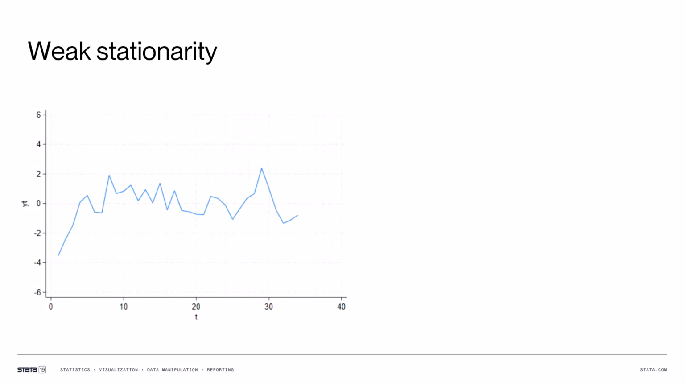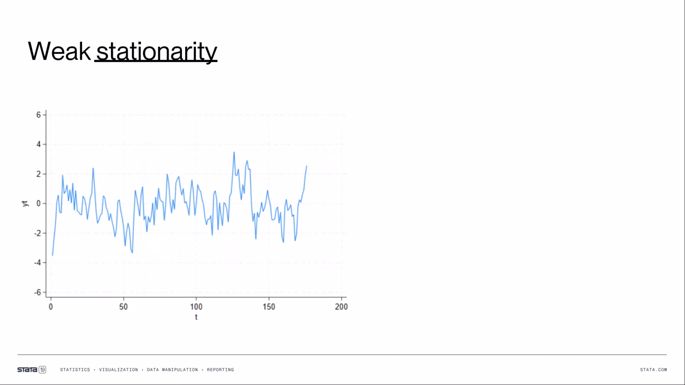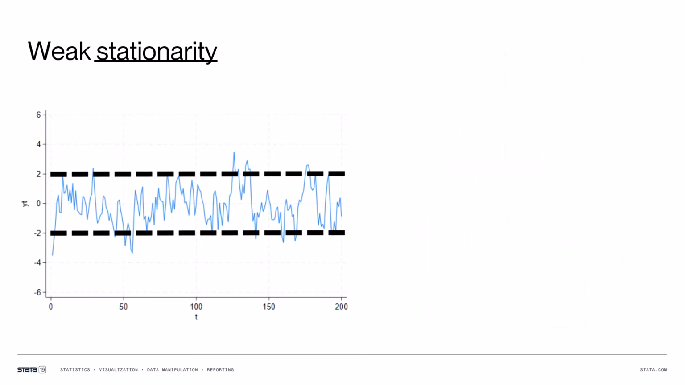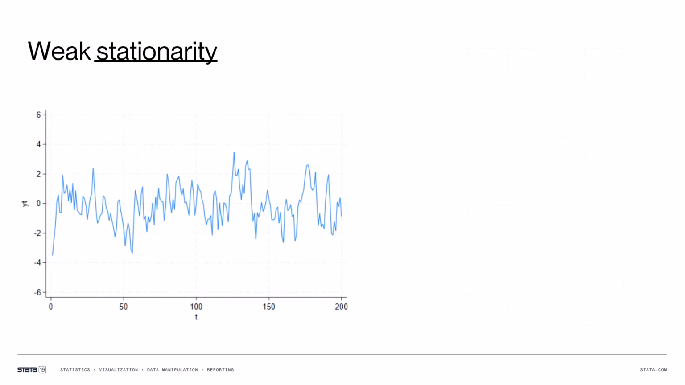A weakly stationary process, which a lot of the time we just call a stationary or stable process, has a constant mean, not a mean that changes over time, a constant variance, not a variance that changes over time, and constant autocovariances, which means that the correlation between observations only depends on how far apart they are and not on the time period where we look.